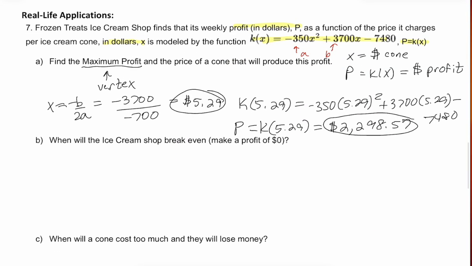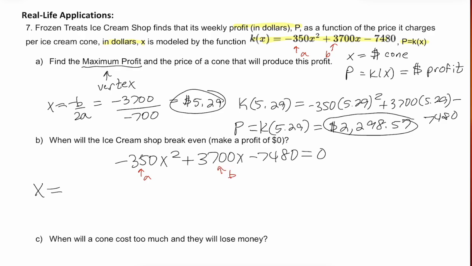Now it says, when will the ice cream shop break even or make a profit of $0? So remember, that is where the function equals 0, okay? Now we can solve that with the quadratic formula. I'm going to set that up for you, but for time's sake, I'm going to show you how to use Desmos for that as well. So remember, our a value is negative 350. Our b value is 3700. Our c value is 7480. Let's use the quadratic formula to find this value.